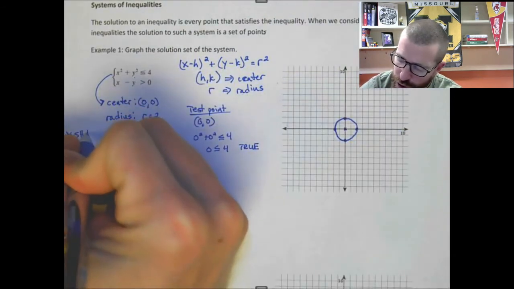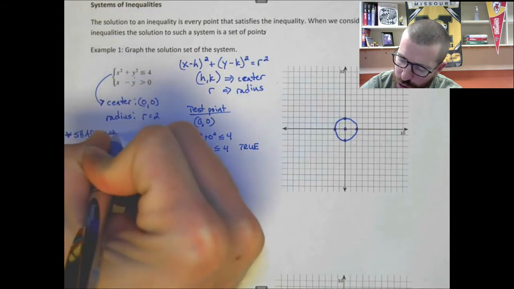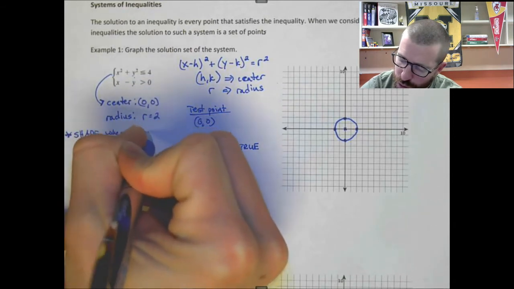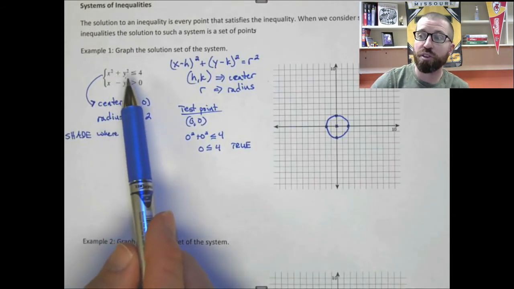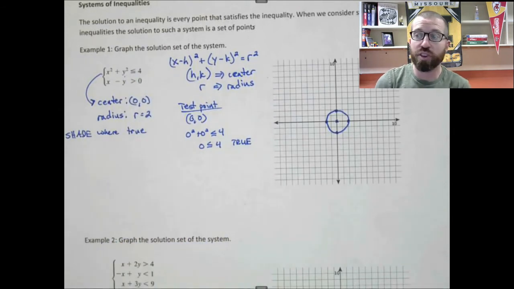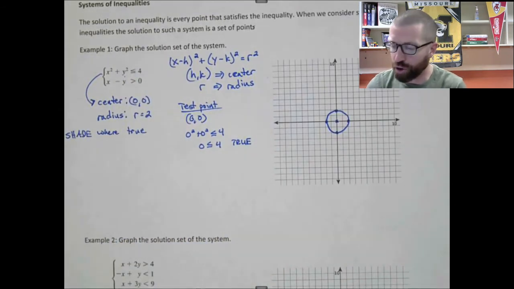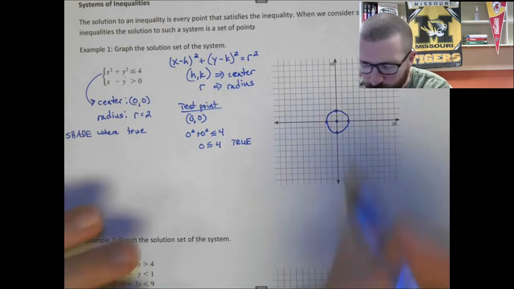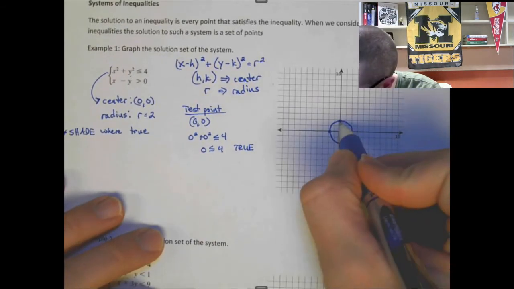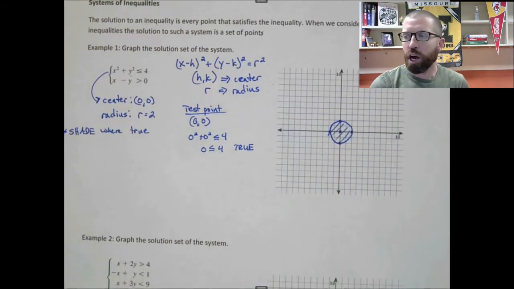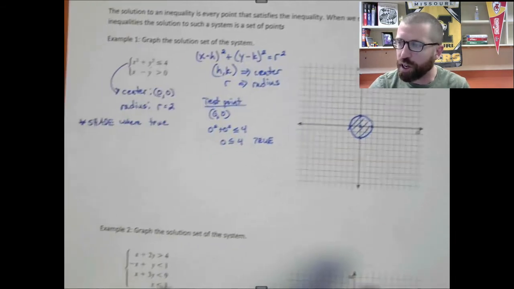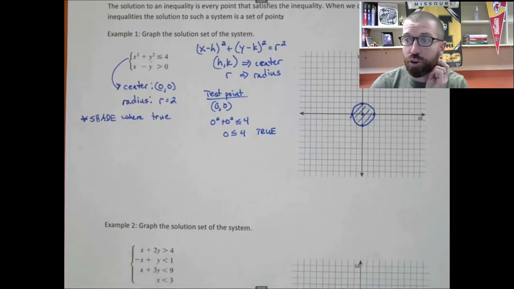So shade where true. And if it's x squared plus y squared is less than the radius squared, it's always going to be the numbers that are inside. And if it's greater than, it's going to be the areas that are outside the circle. So let's shade this inside. We're just going to do that with a couple lines like this. And if you have a pencil, that'd probably be better. Or if you're doing this with a stylus, it's nice because you can erase the shading as you go. Okay, so that's the first inequality.